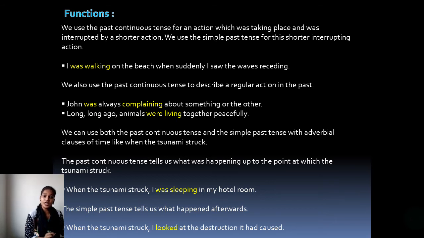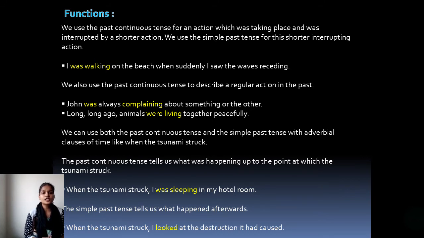Like, I was walking on the beach when suddenly I saw the waves receding. जब वो बीच पे जा रहा था तो उसने waves को आते हुए देखा. So the action is going on, like he was walking on the beach. वो चल रहा था, ये action हो रहा था, but it was interrupted by another action for a shorter period of time, like he stopped to see the waves.